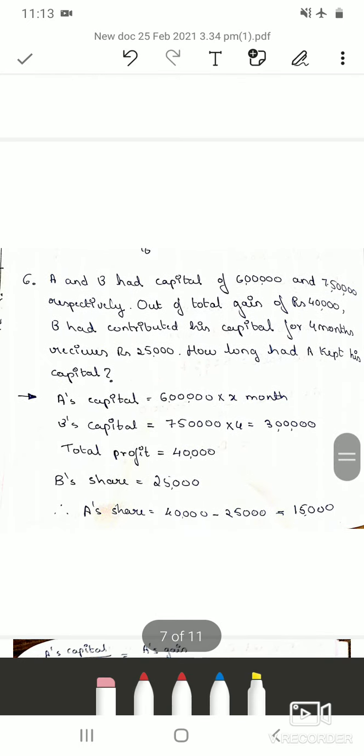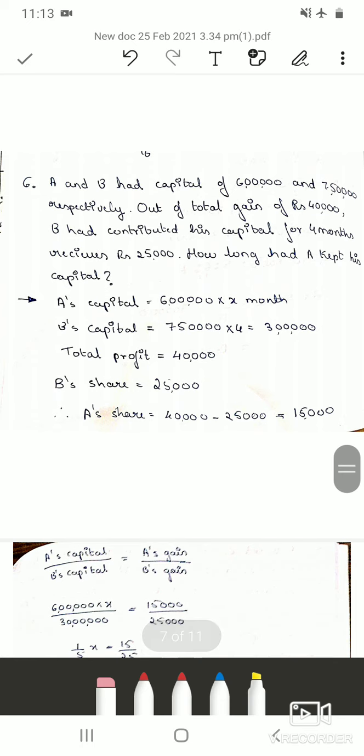So let us see the next problem. A and B had capital of rupees 6 lakh and 7 lakh 50,000 respectively. Out of the total gain of rupees 40,000, B, who had contributed his capital for 4 months, receives rupees 25,000. How long had A kept his capital?